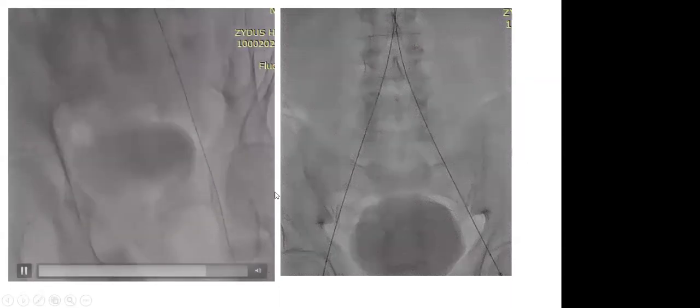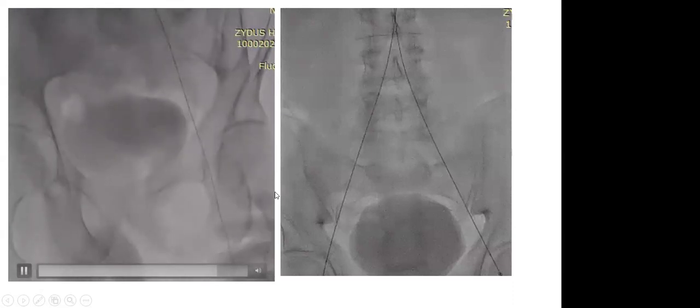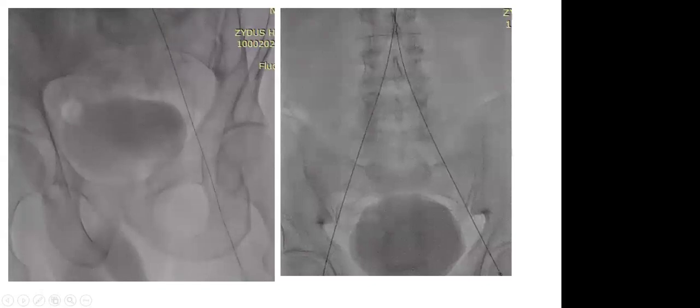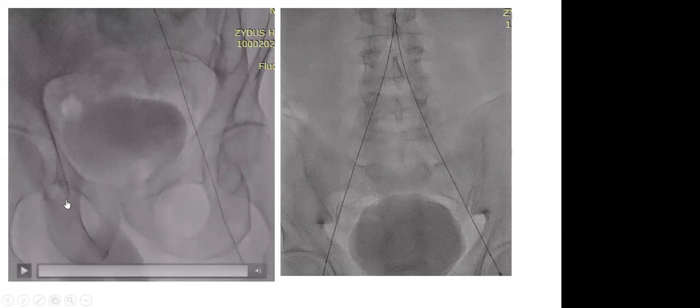For this case, I specially ordered the 4 centimeter sheath. If you are aware, Merit has a 4 centimeter 6 French sheath. That length is only 4 centimeters. That may be the pediatric sheath. So it will stay up to here only. And from above, we were able to cross the CTO.